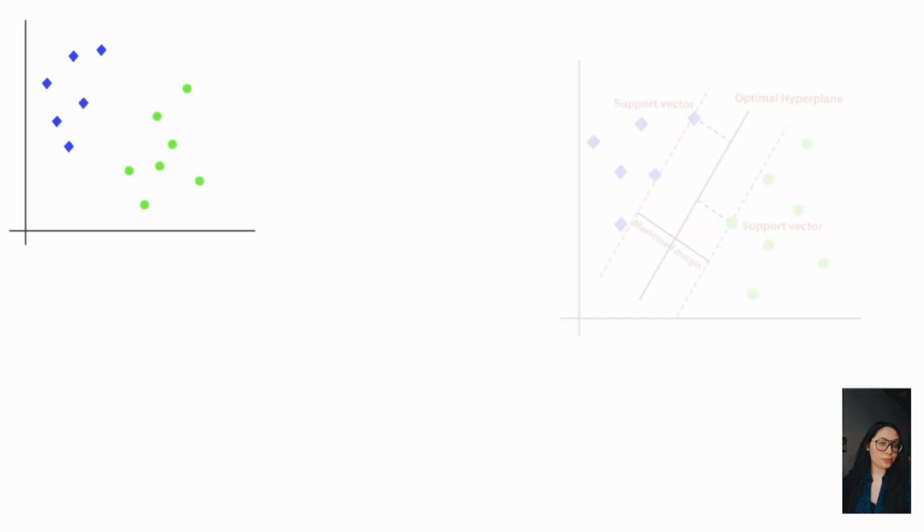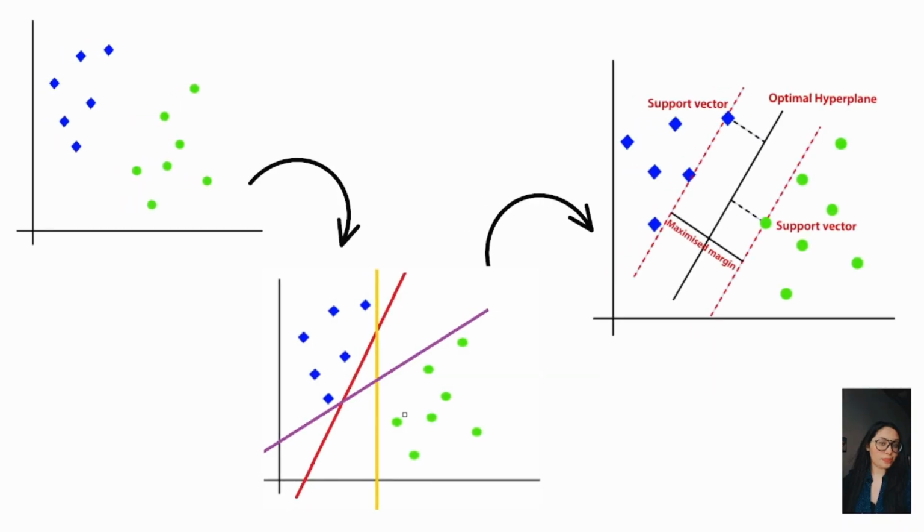So what happens in SVM? It helps us find the optimal way to separate different classes by identifying support vectors. So what are these support vectors? Support vectors are the data points that are closest to the decision boundary.